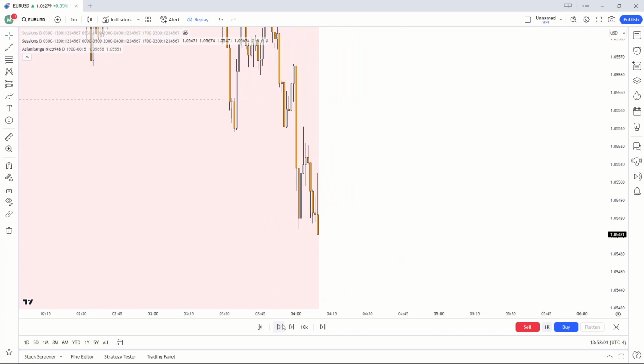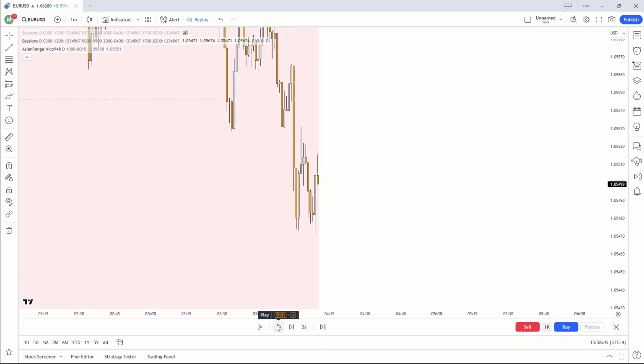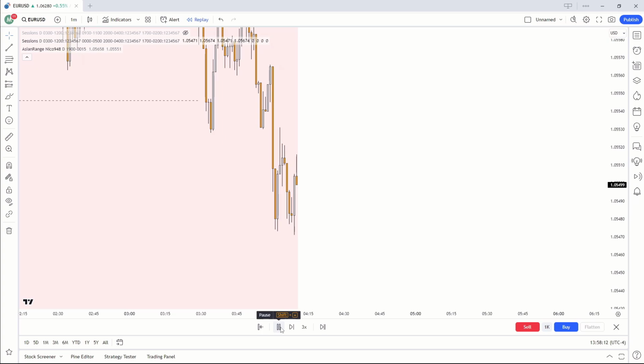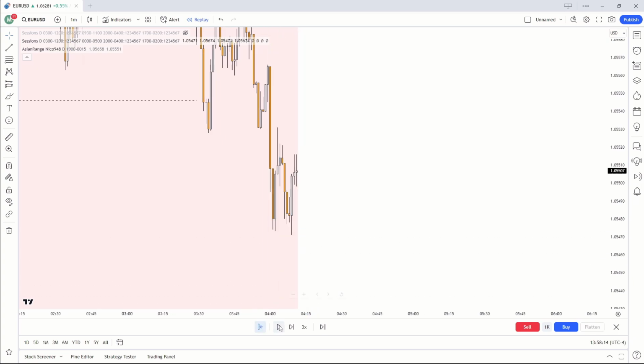So if I play out market, if I actually slow it down a bit, it'll make it a lot easier. You guys can see, boom, this is our first engulfing candle. Let me play that again for you guys. See, we're playing out market. Boom, I can see we do get an engulfing candle.